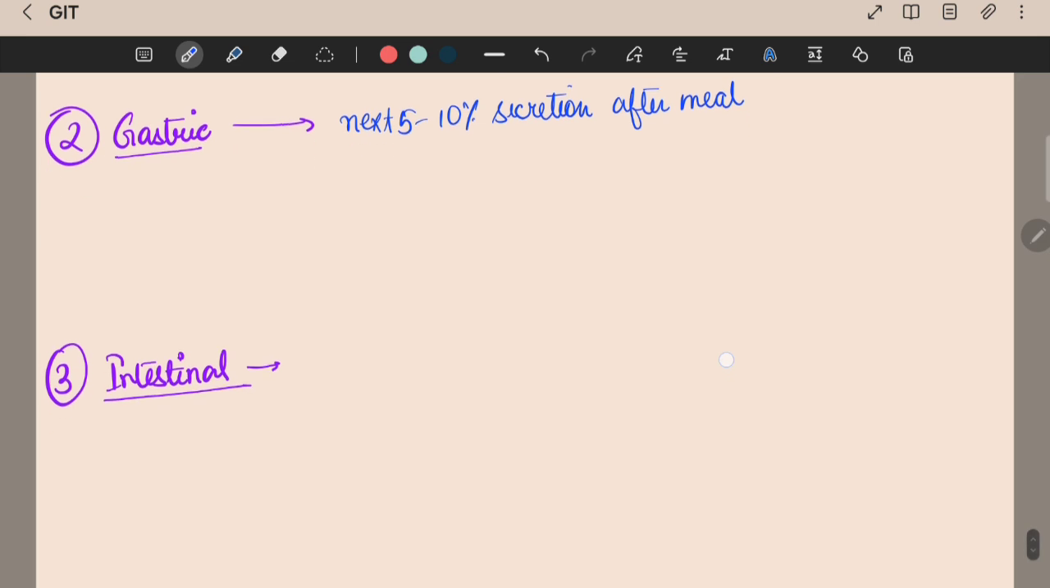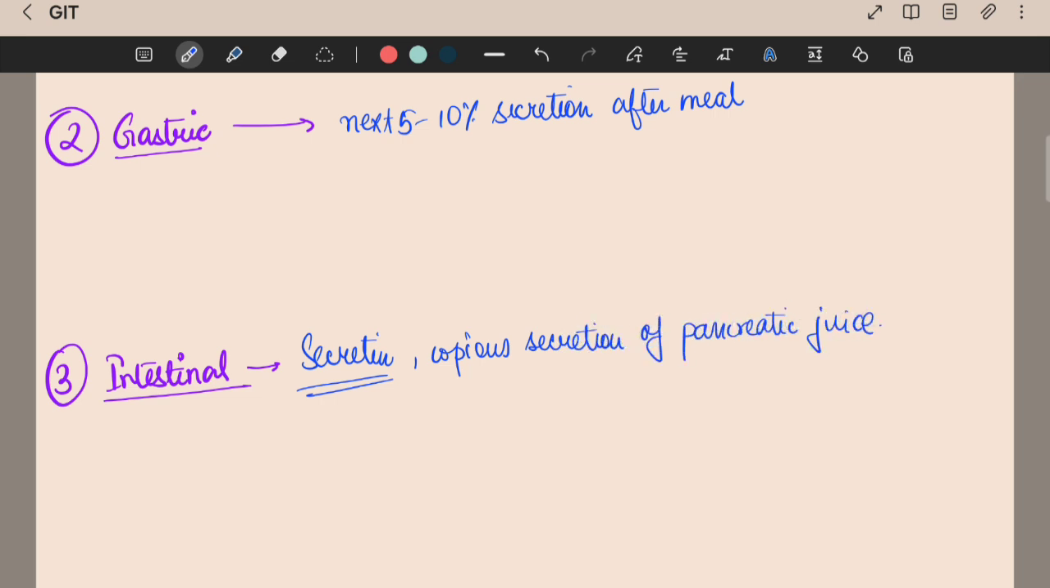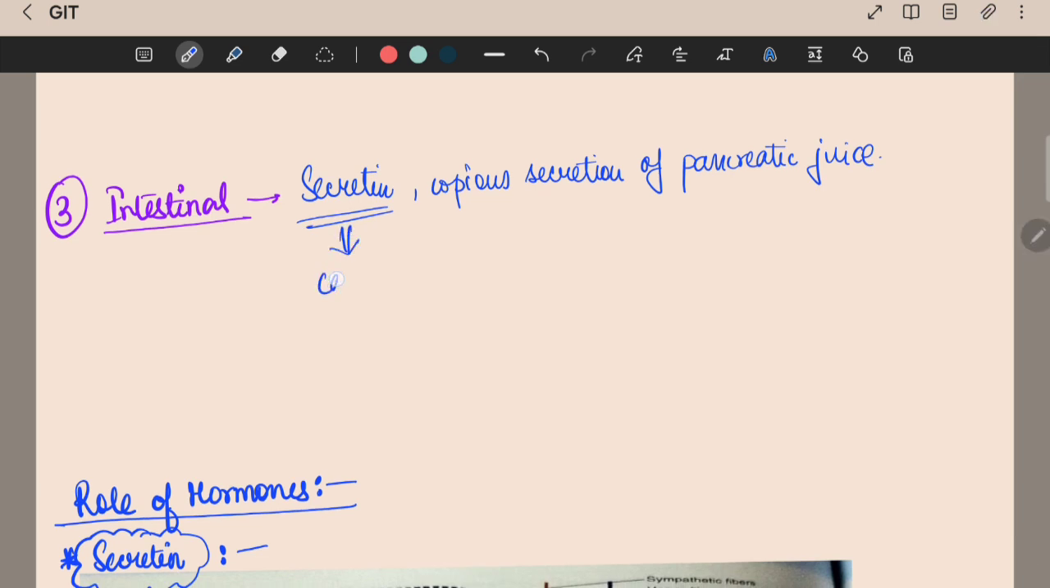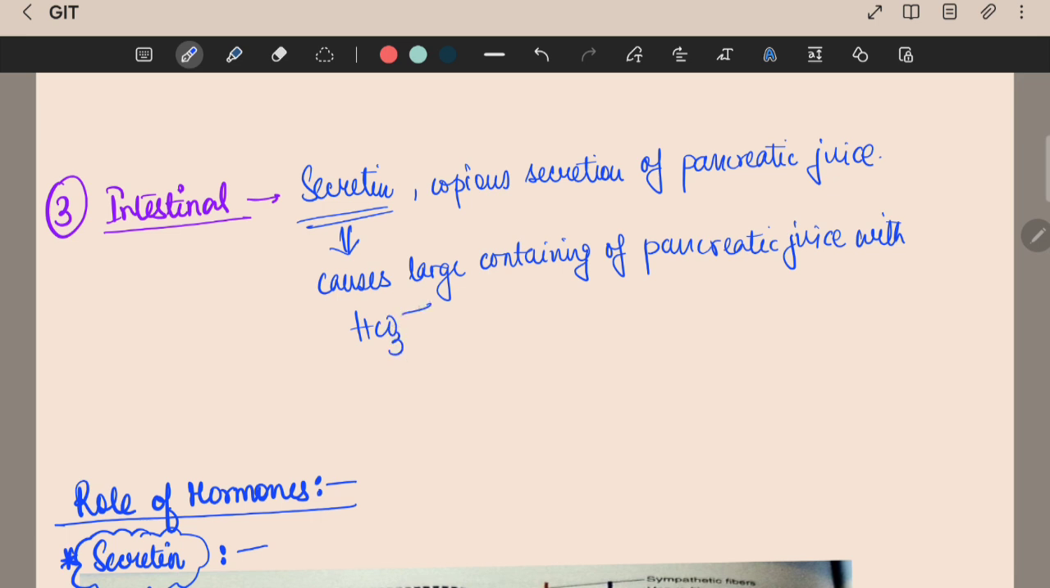Then in the intestinal phase, after chyme leaves the stomach and enters the small intestine, the pancreatic secretion becomes copious, mainly because of secretin. I have told you secretin is very important. In secretin's presence there will be copious secretion of pancreatic juice. Remember, secretin also causes a large quantity of pancreatic juice with bicarbonate, a higher concentration of bicarbonate and a low concentration of chloride.